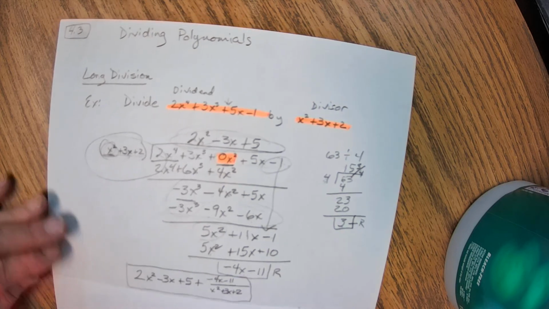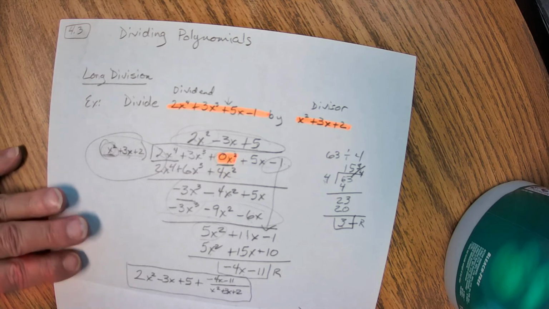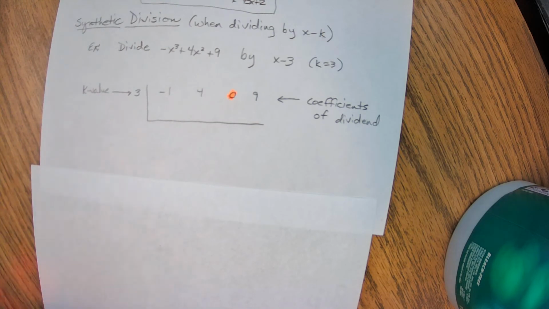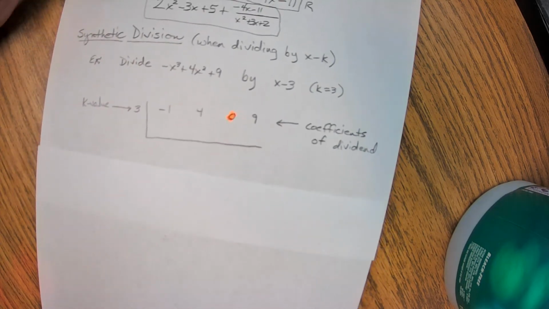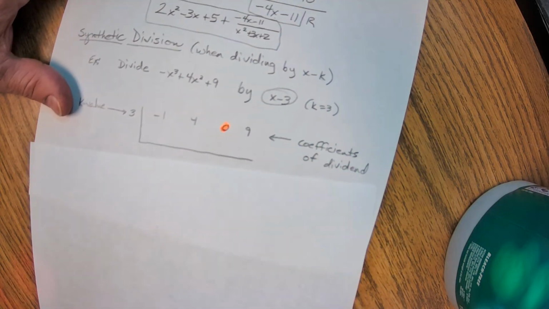So there's got to be a better way of doing division. There is, but it has to meet certain criteria. And the better way is through synthetic division. This goes a little faster. There's less chance for those sign errors. But the only time you can use it is if you're dividing by a binomial in that form.